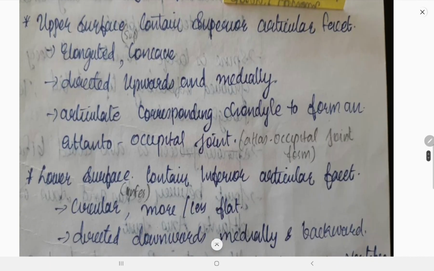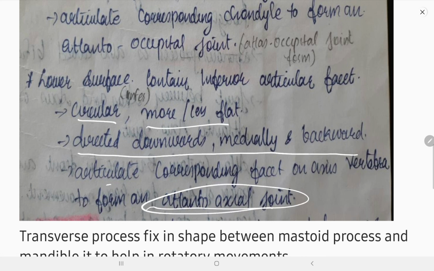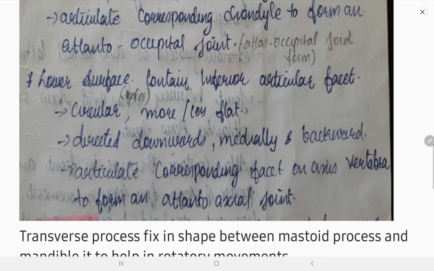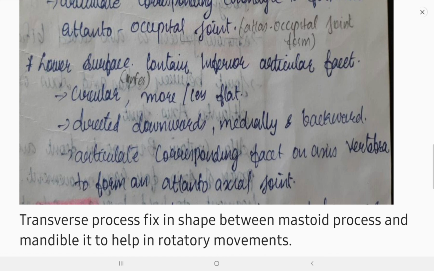Then, as you can see here, I have taken the next section: the lower surface contains the inferior articular facet. Here it is circular, more or less flat, directed downwards, medially and backward, and articulates to form the atlanto-axial joint. When we look at the upper surface, the articulation of atlas and occipital bone is known as the atlanto-occipital joint, and the same articulation on the lower surface is called the atlanto-axial joint, where atlas and axis form the joint.